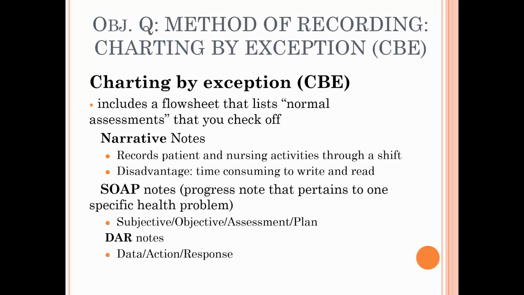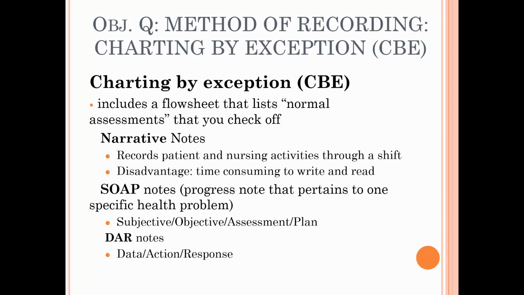A SOAP note, this is a note that is more focused on one issue that the patient might have. So S is subjective, and this is data or symptoms that the patient expresses. O is objective, and this is data collected by the nurse that's applicable to the problem, such as what the nurse can see, hear, smell, whatever. Lab data, diagnostic tests, and vital signs.